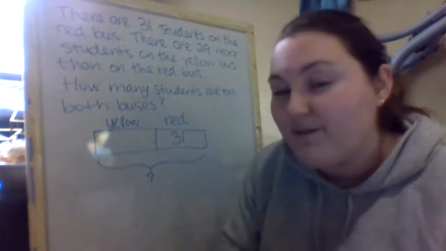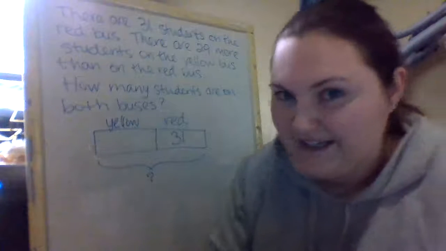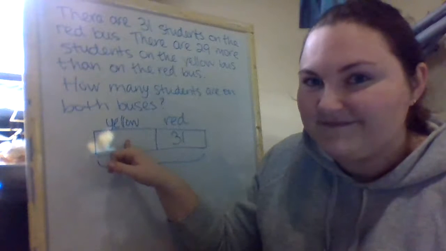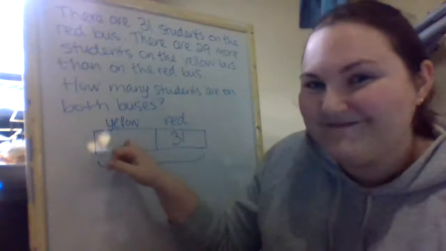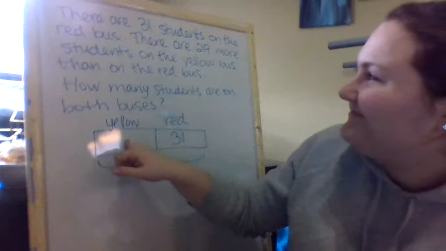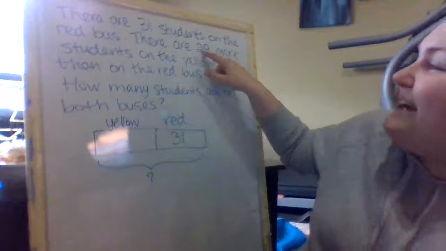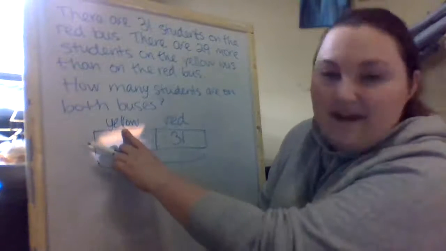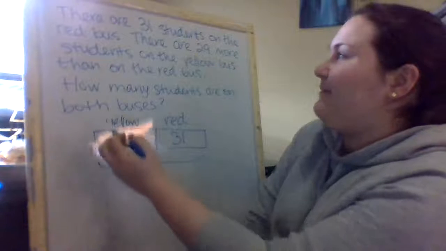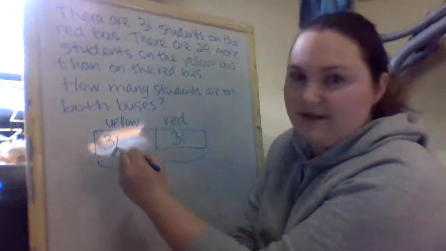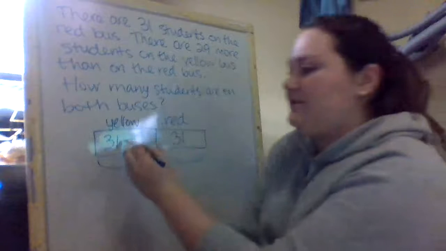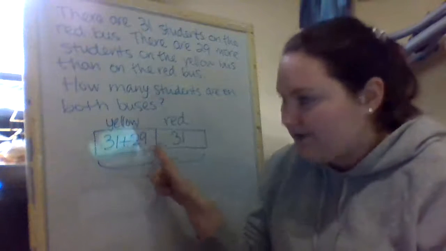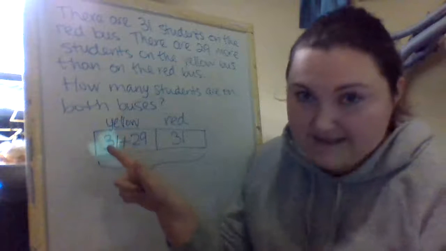And if you pause for a moment, think about what are we going to need to do then to figure out how many students are on the yellow bus. Go on, I'll let you think. If there are 29 more students on the yellow bus than the red bus, that means in order to find out how many are on the yellow bus, we need to take how many were on the red, 31, and add in 29 more. 31 plus 29 is going to represent how many are just on the yellow bus.